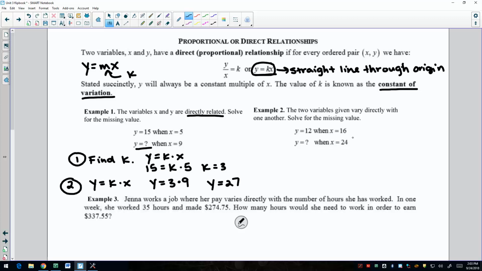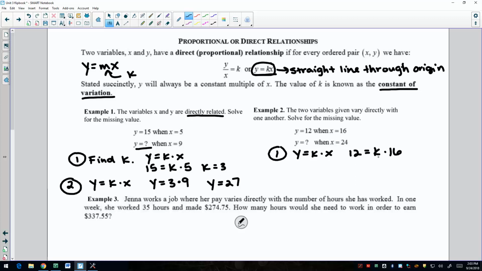Similarly over here, it's a very similar type of question, except k, you will see, is going to turn out to be a fraction instead of a whole number like it was over here. So again, step 1, we have to find k. So I'm going to use my y equals k times x, plug in y is 12, I don't know k, and x is 16.